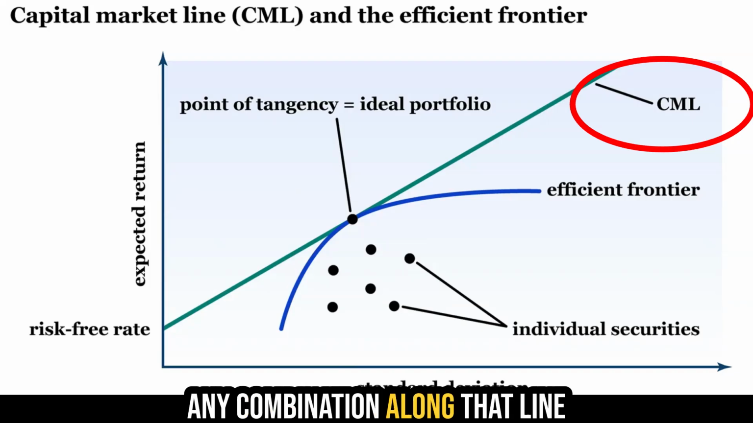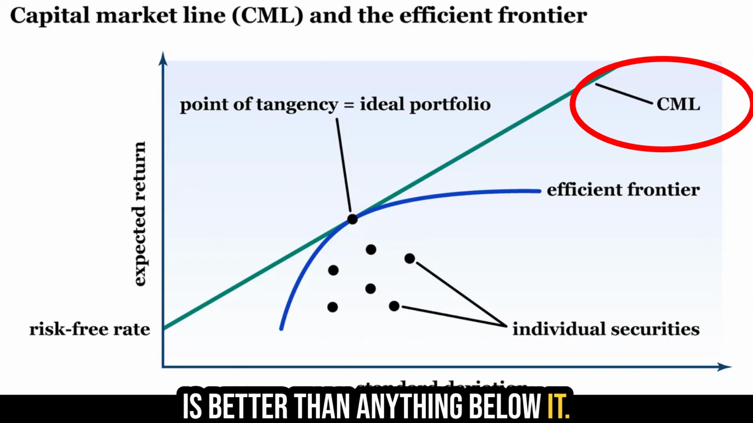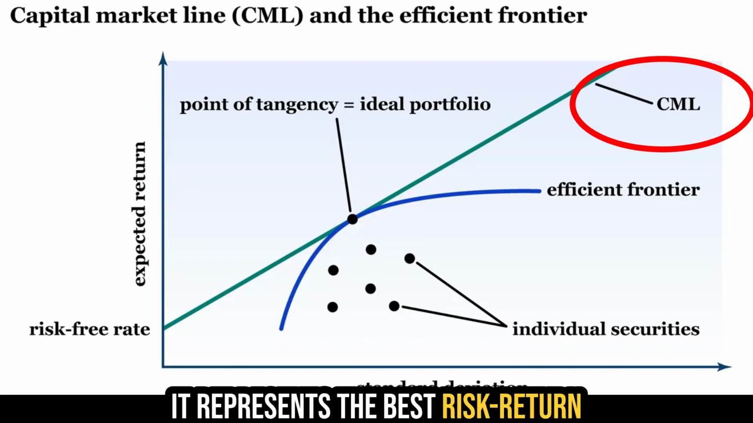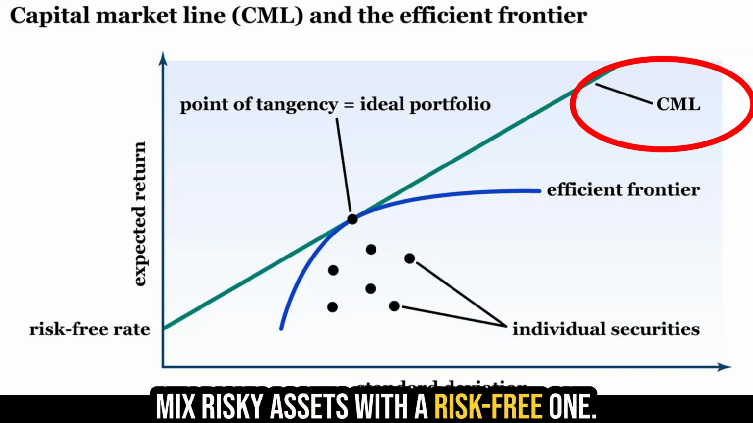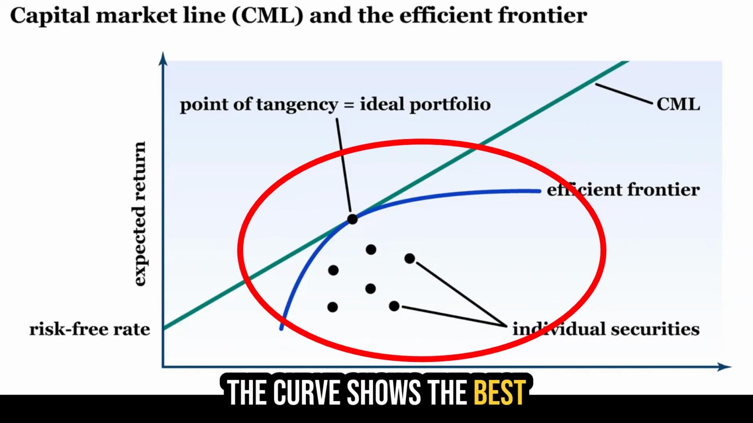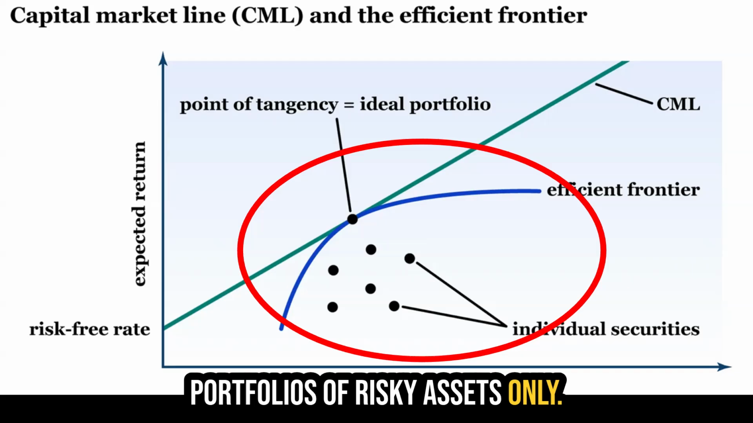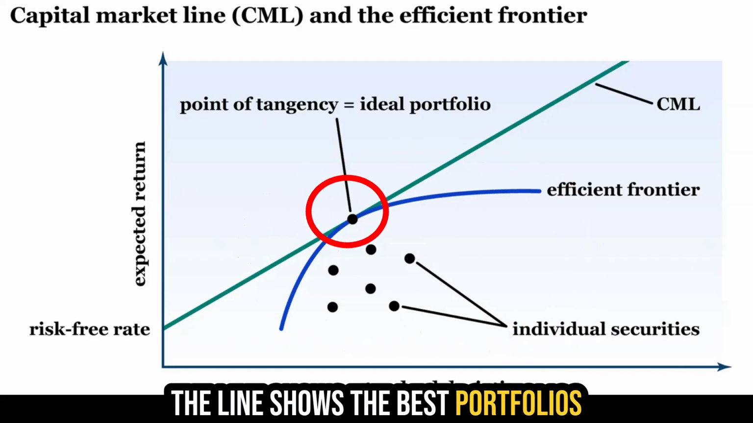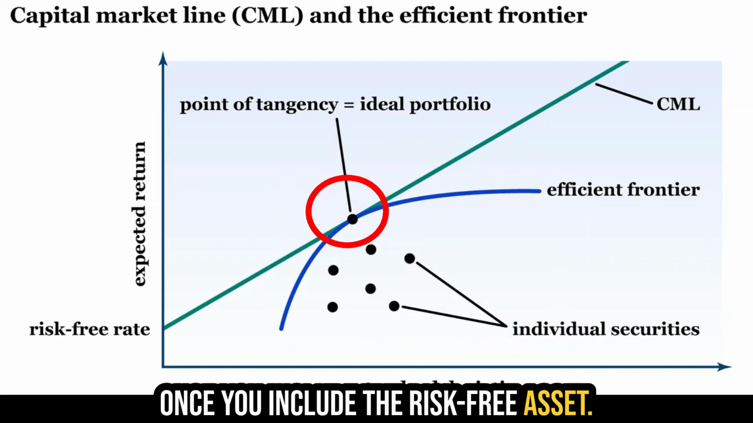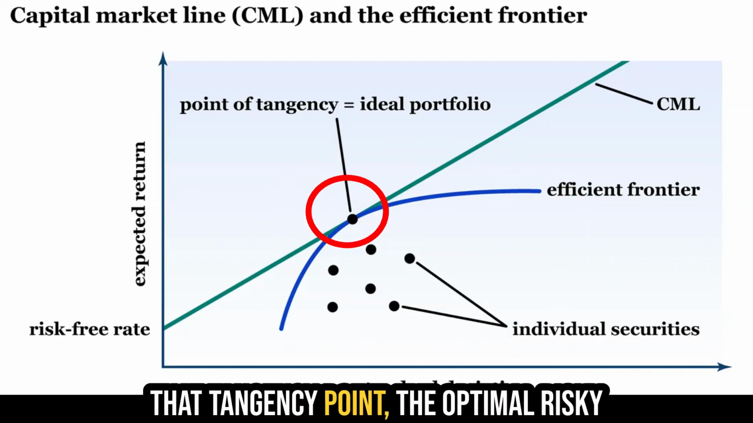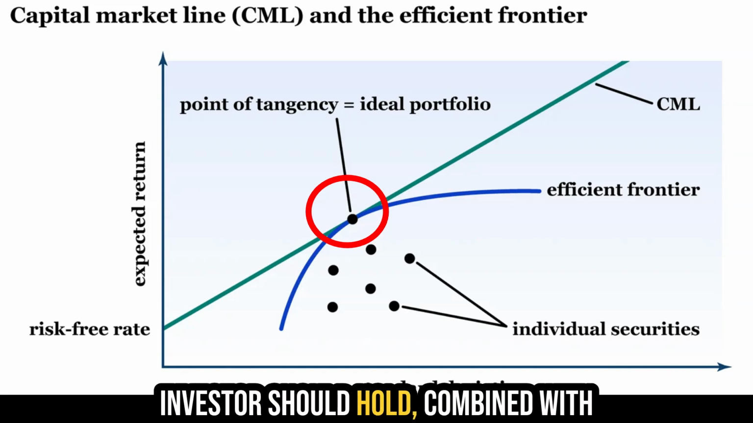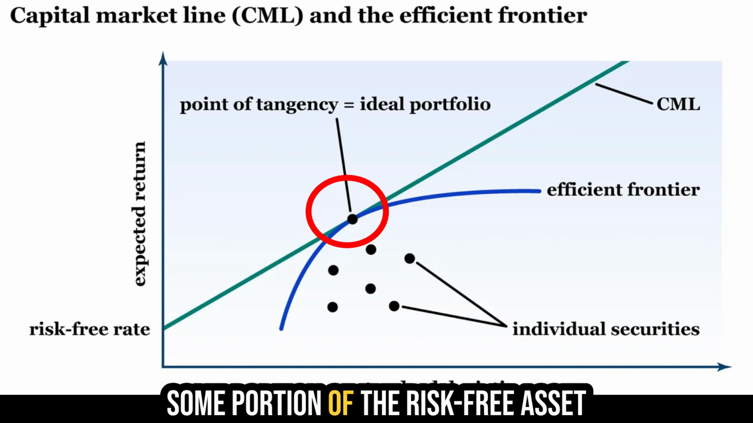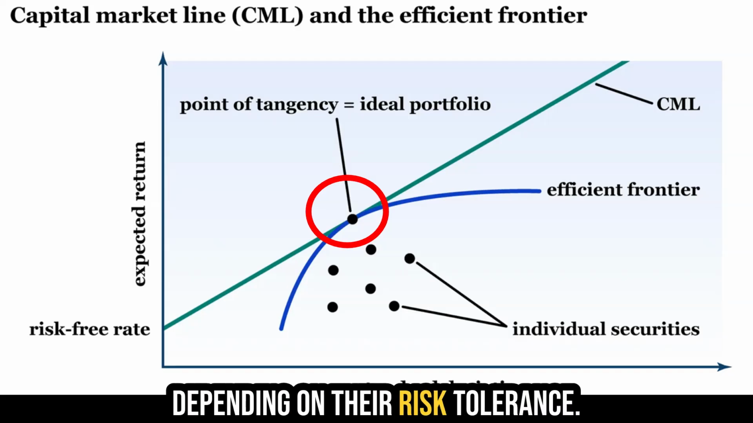Any combination along that line is better than anything below it. It represents the best risk-return combinations available once you can mix risky assets with a risk-free one. The curve shows the best portfolios of risky assets only. The line shows the best portfolios once you include the risk-free asset. That tangency point, the optimal risky portfolio, is what every risk-averse investor should hold, combined with some portion of the risk-free asset depending on their risk tolerance.